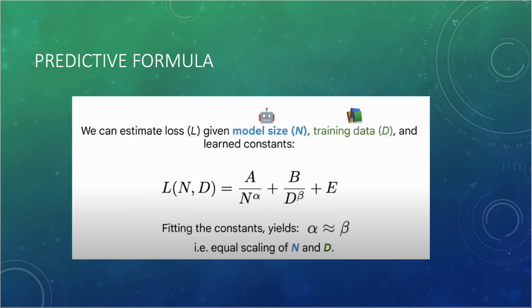In the formula, N stands for the number of parameters, like the number of different concepts the model can understand. D is the number of tokens, basically the chunks of data the model learns from. The formula breaks down the expected quality of the model into three parts.